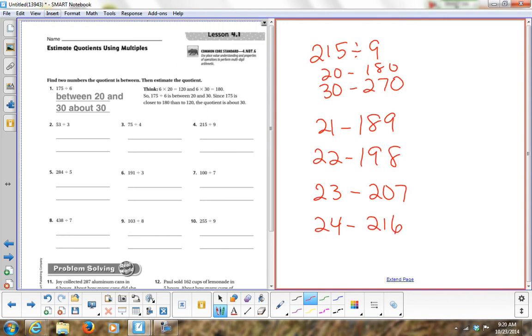what 2 numbers are between? 23 and 24. Okay. All right. All right, let's do another one.